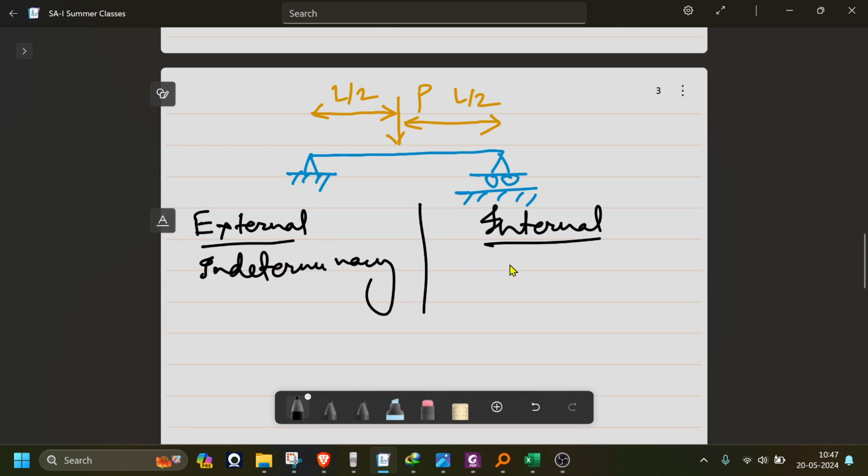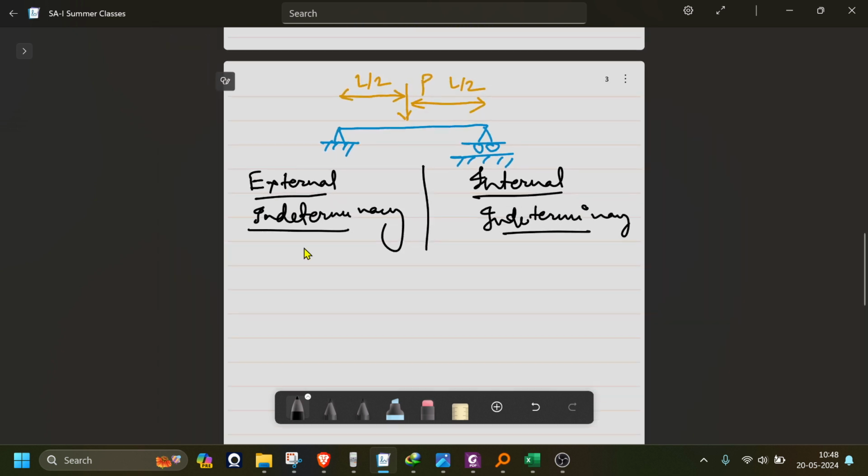External indeterminacy and internal indeterminacy, right? Okay. So external indeterminacy, what is the formula for external indeterminacy? Let us say E represents my external indeterminacy and I represents my internal indeterminacy. For a simply supported beam, not only for a simply supported beam, for any structure, the external indeterminacy is represented by capital R minus small r.